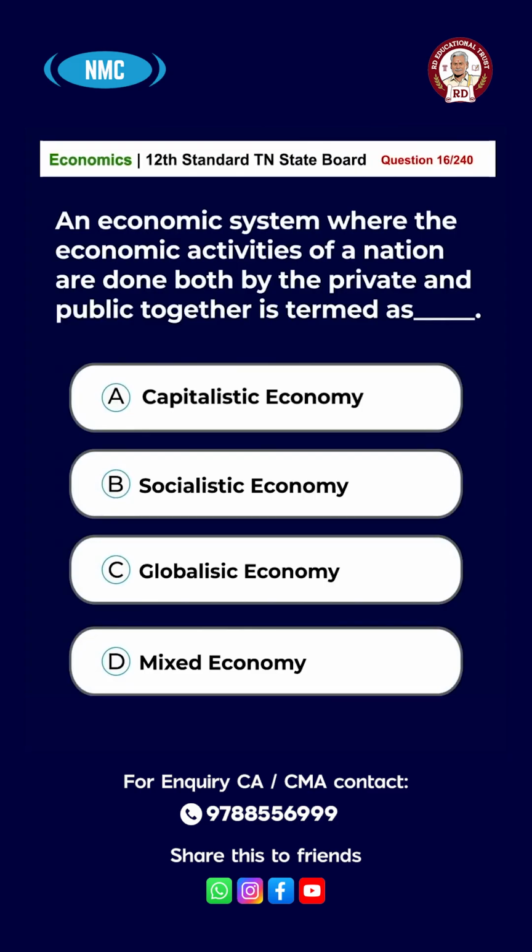Question number 16. An economic system where the economic activities of a nation are done by both private and public together is termed as: A. Capitalistic economy, B. Socialistic economy, C. Globalistic economy, D. Mixed economy. The answer is option D, mixed economy.